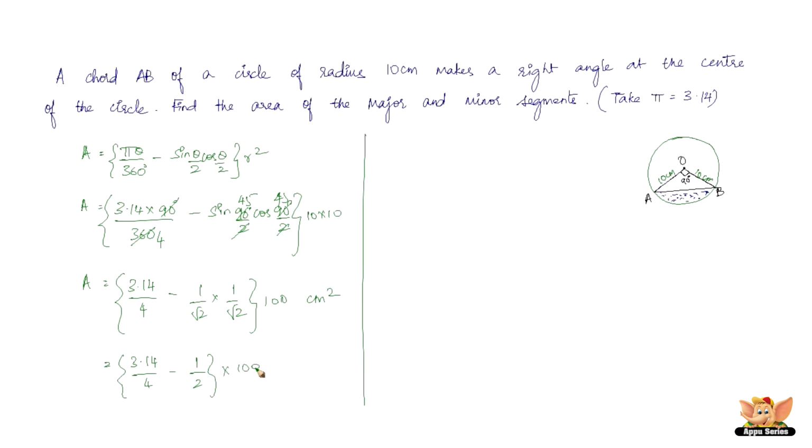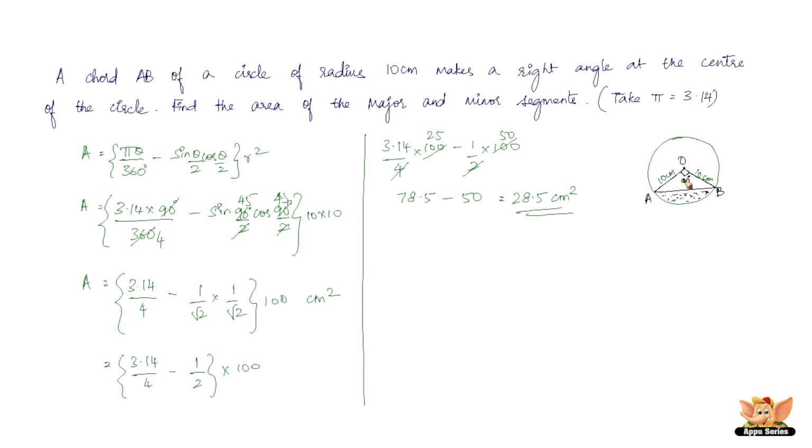So now let's multiply 100 inside. So we get 3.14 over 4 times 100 minus half times 100. Which is, 4 goes 25 times in 100 and 2 goes 50 times in 100, right? So 3.14 times 25 minus 50 is the answer, which is 3.14 times 25 is 78.5, minus 1 times 50 is 50. So 78.5 minus 50 equals 28.5 centimeters square. So the area of the minor segment of this circle that's given here is 28.5 centimeters square.